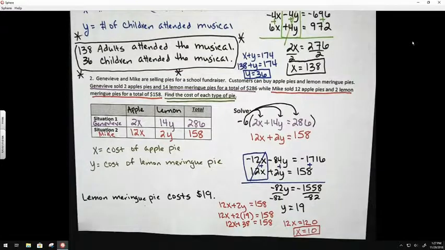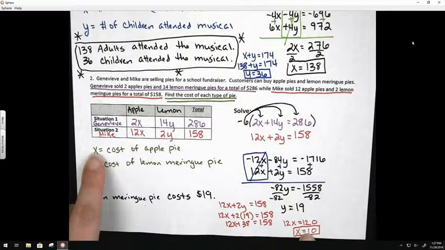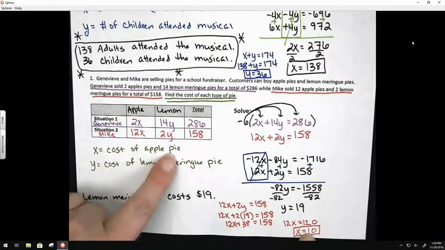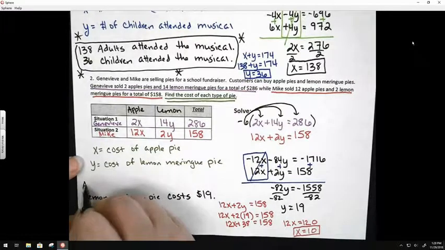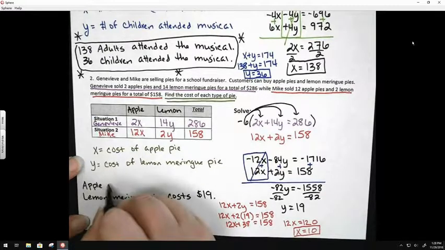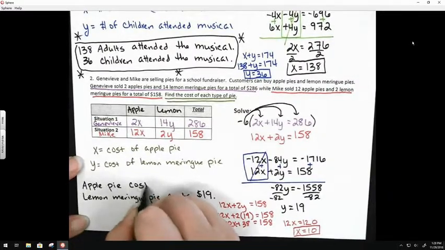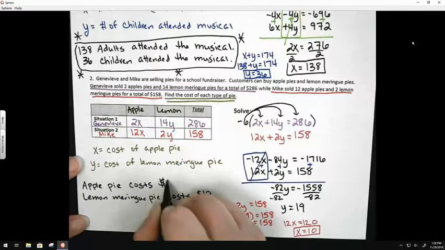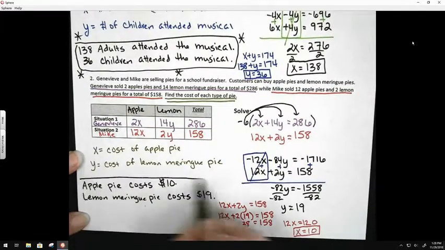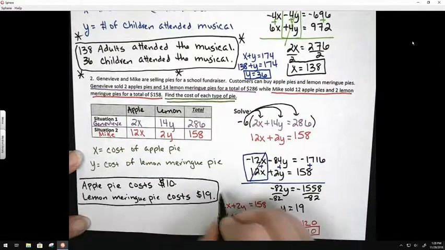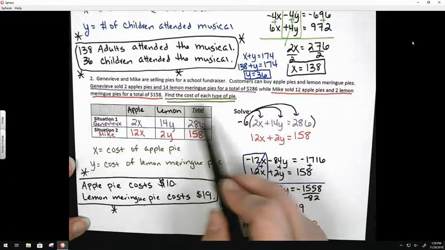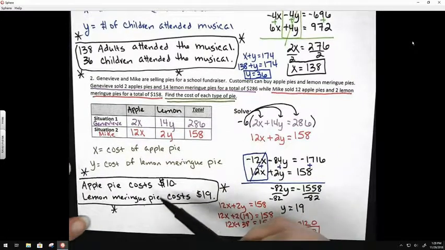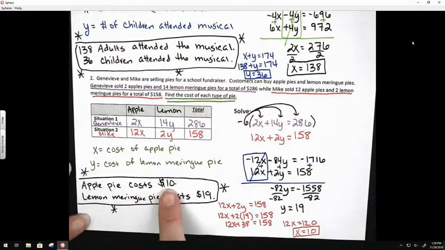Well, again, we need to know what that means. X is the cost of the apple pie, and x is equal to 10. That means then that the apple pie costs $10. And so this is my solution. Remember, the question asked for the cost of each type of pie, so make sure that that's what you answered. We got that apple pie costs $10 and the lemon meringue pie costs $19.